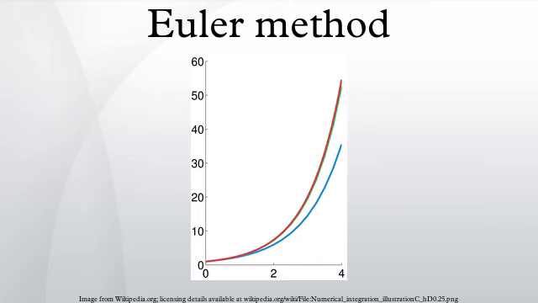Other methods, such as the midpoint method also illustrated in the figures, behave more favorably. The error of the midpoint method is roughly proportional to the square of the step size. For this reason, the Euler method is said to be a first-order method, while the midpoint method is second-order.